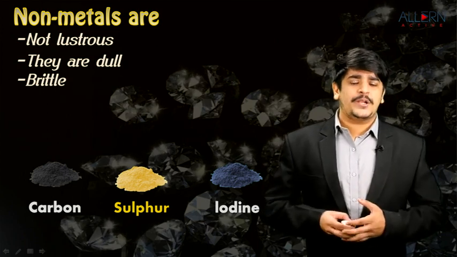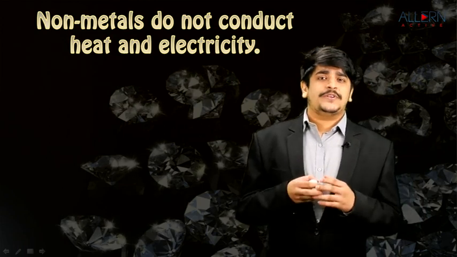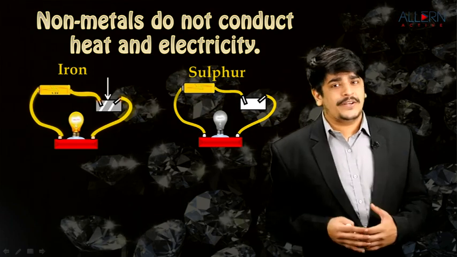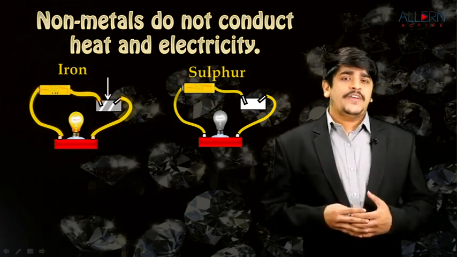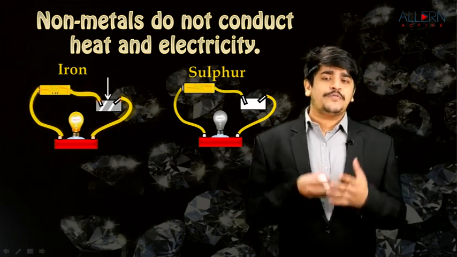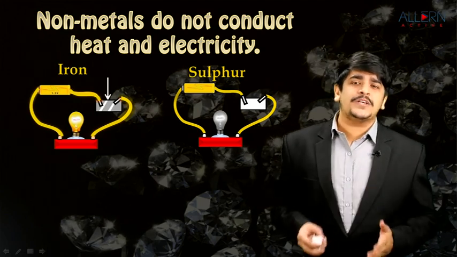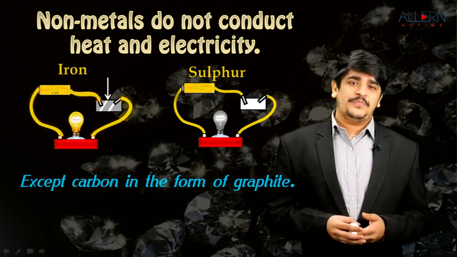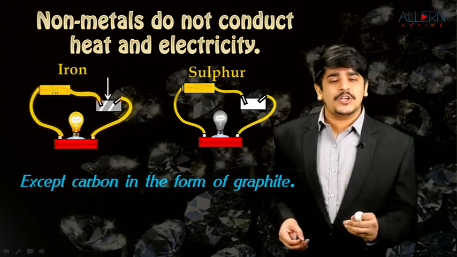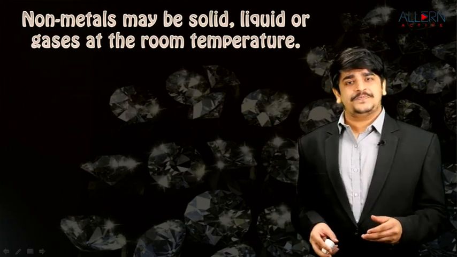So the property of malleability and ductility is out of the question, which is why I can also say that non-metals are not going to conduct good amounts of heat and electricity. They are bad conductors of heat and electricity. While we have an element such as iron on the left, which allows the electric current to pass through it and therefore the bulb glows, we have sulfur on the right, which does not allow current to pass through it and therefore the bulb does not glow. The only exception to this rule is graphite, which is a form of carbon, and that is the only non-metal which actually conducts electricity.